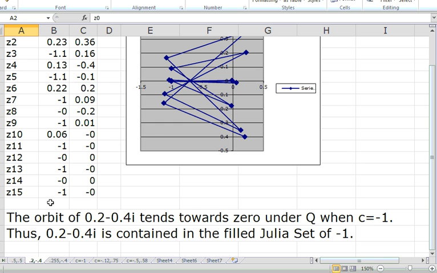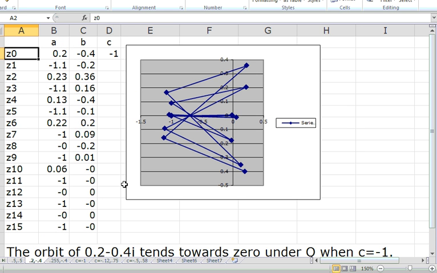So it's not really. It almost looks periodic. 0, 0, and negative 1, 0. But that's okay. That's still part of the set as long as it doesn't fly off.